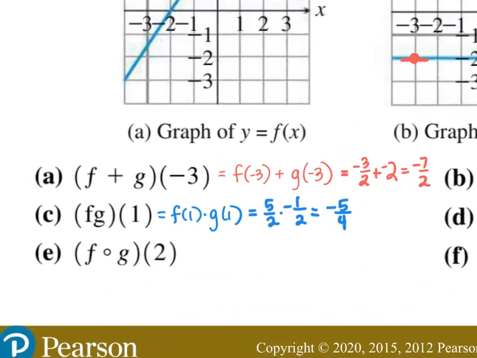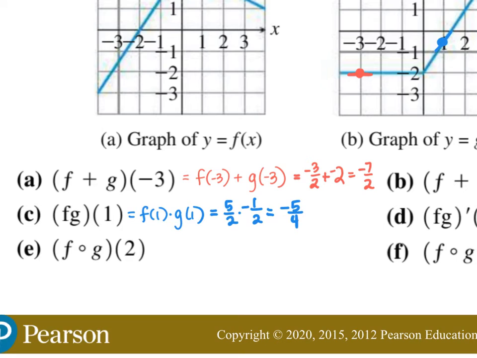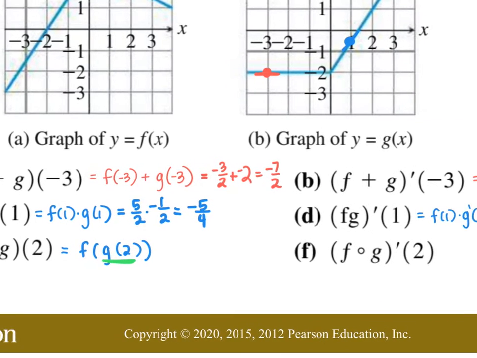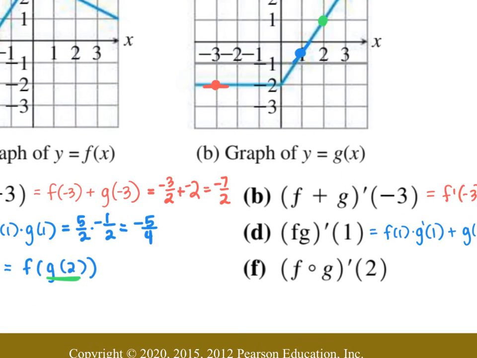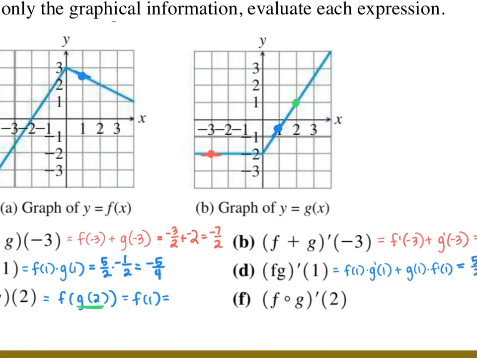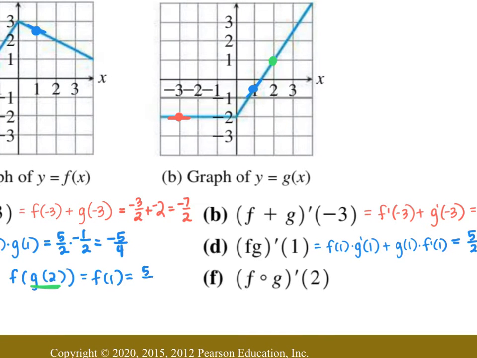The final section is the composite. Now the regular rule for a composite is that this means f of g of 2. And when you work on composites, not on derivatives of composites, but when you work on composites, you work inside out. So we want to find g of 2. So I'm going to go to the g graph. I'm going to find g of 2, which happens to be 1. So this will become f of 1 and we switch over to the f graph, we already know f of 1 is 5/2.